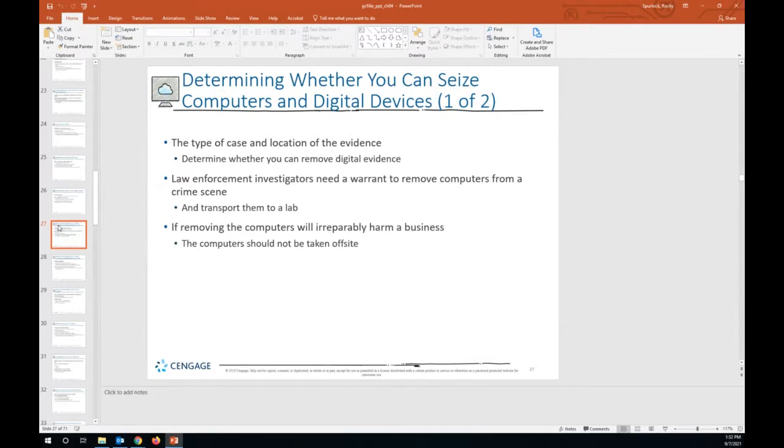When you determine whether you can seize computers and digital evidence, some things to consider are the type of case and the location of the evidence. Also determine whether you can remove the digital evidence. Law enforcement investigators need a warrant to remove computers from a crime scene, and they must be transmitted to a lab. Now, if removing the computers will harm the business, computers should not be taken off site.